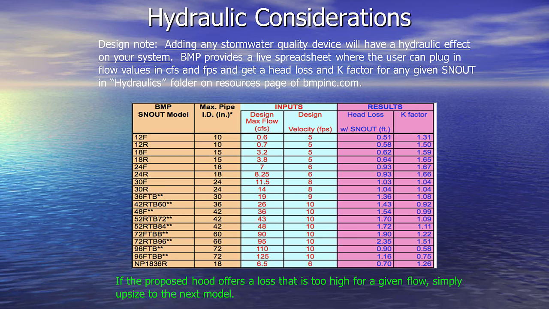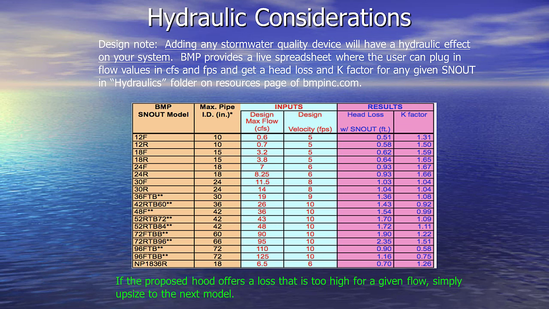BMP provides a live spreadsheet where the user can plug in flow values in CFS and feet per second and get a head loss measured in feet and a K factor for your hydraulic model. This is in the hydraulics folder on the website at bmpinc.com. If you have any questions, we're happy to help you use the spreadsheet, or you can give us the flows and the velocities. We'll input them and generate a report for you.